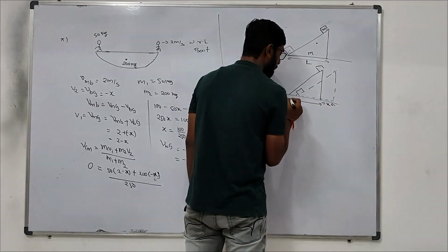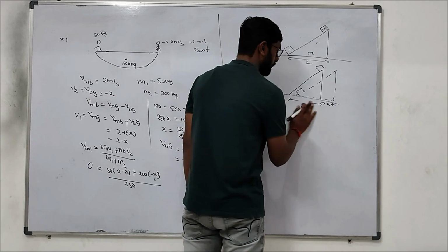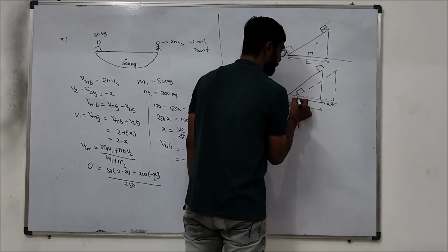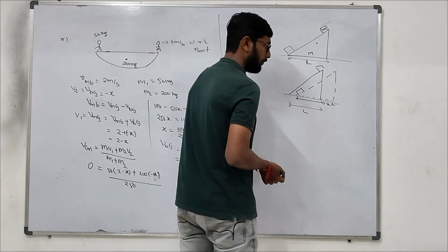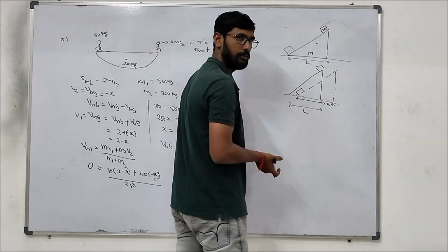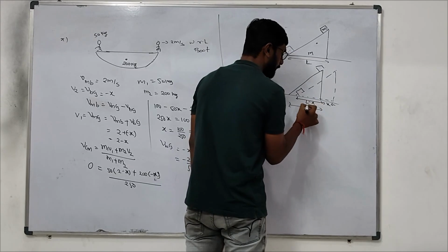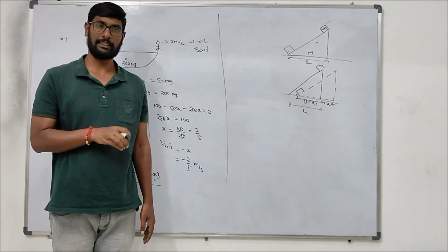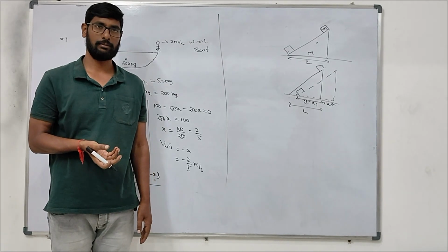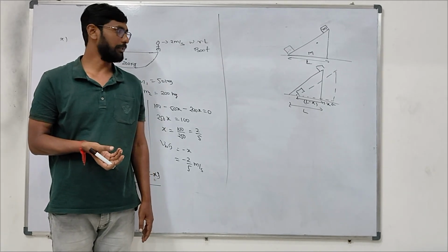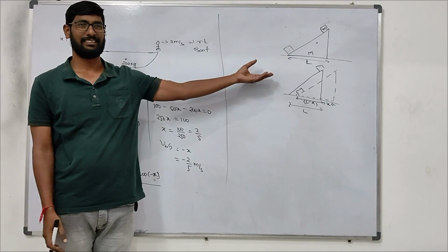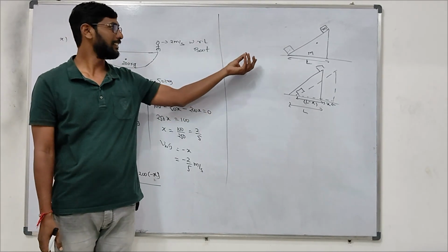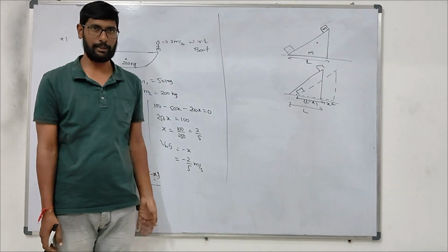So this will be L. No, this is L. So this will be how much? This x means this also x only, no? So this will be L minus x. So this is the distance traveled by the small mass. Distance traveled by the capital mass, capital mass in the sense wedge, distance traveled by the wedge is x. Distance traveled by the small mass is L minus x.